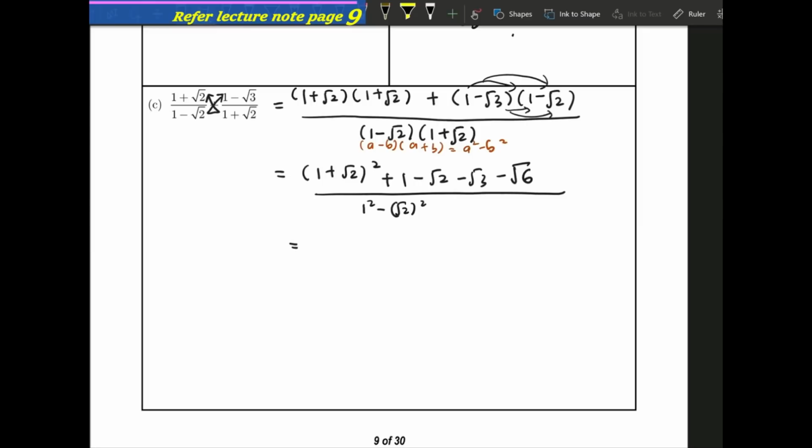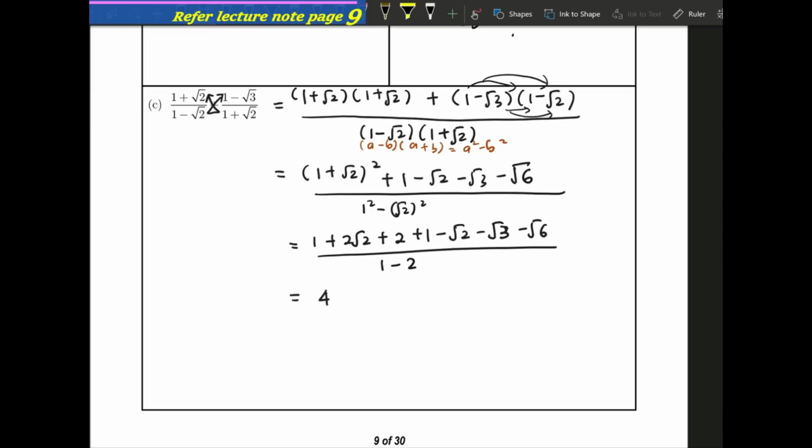So the final answer: 1 plus 2 surd 2 plus 2, plus 1 minus surd 2 minus surd 3 minus surd 6, over 1 minus 2. That's not the simplest form yet, right? So we need to make it simple. 1 plus 2 plus 1, this one will become 4.